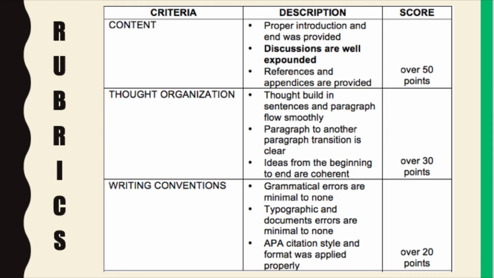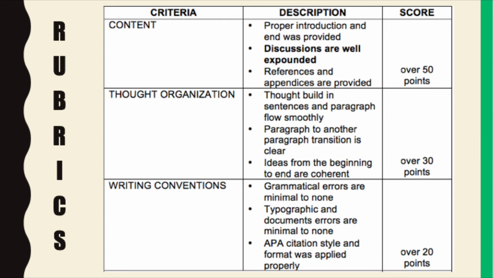So for content, it will be awarded 50 points, and this will be the bigger chunk actually when it comes to the criteria for grading for your summative assessment. So the content of your paper should have the following standards. First, there was a proper introduction and ending. You were able to provide a good intro and, of course, a good ending. Another one, discussions are well expounded.